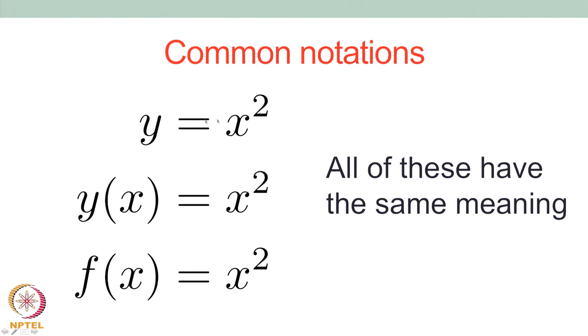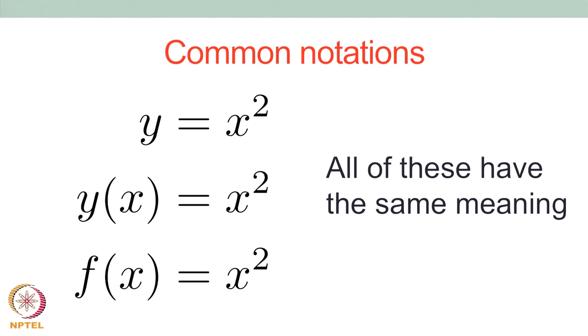In some textbooks people would write y is equal to x square. Somewhere you might see y of x is equal to x square. In some other context you might see f of x equal to x square, and all of these have the same meaning, as we said. Now we saw here only one part of y is equal to x square.